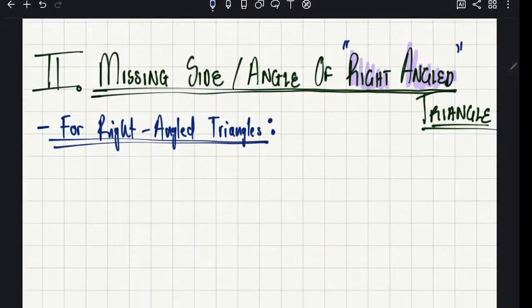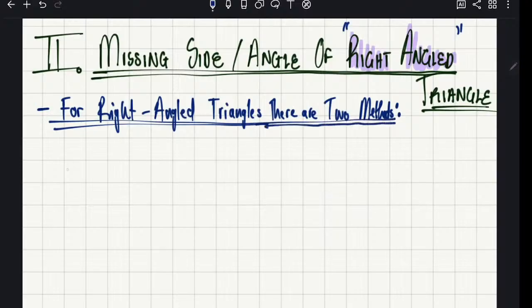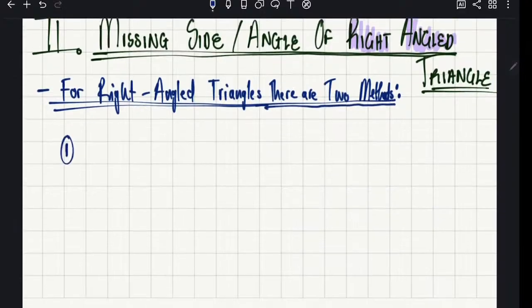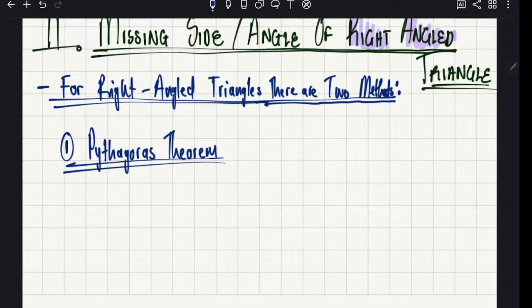for right-angled triangles, there are two methods. Number one, Pythagoras theorem is this one. Let's just put it.